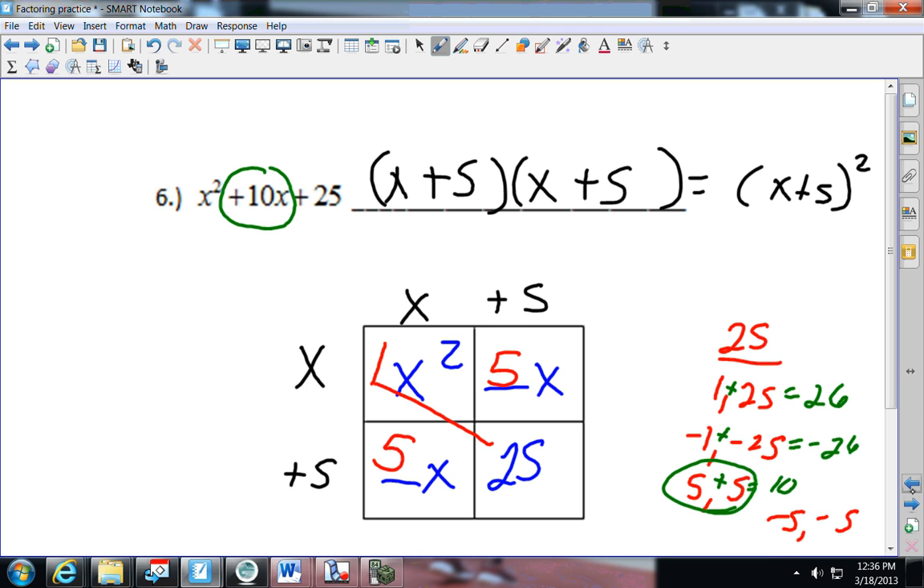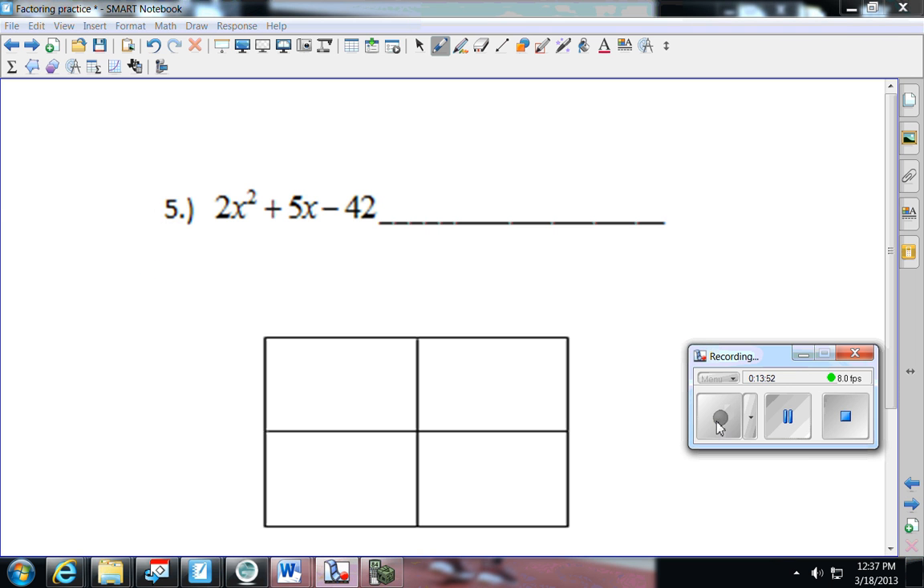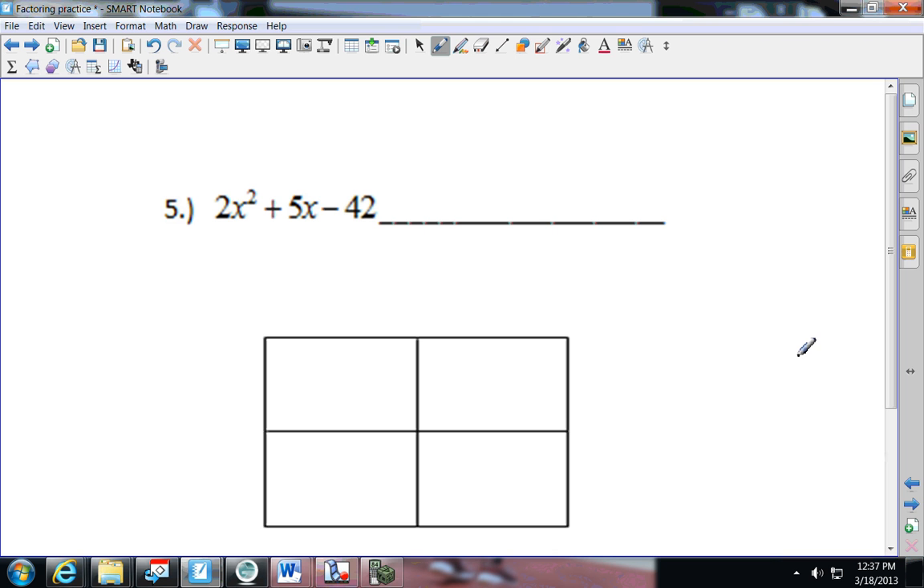Let's go back here. Let's look at number 5. Please try and do number 5. On number 5, the first thing I told you we always do is look and see, is there a GCF? The number in front of x squared is a 2. Does 2 go into 5 evenly? No. There's no GCF, so there's nothing I can do with this.